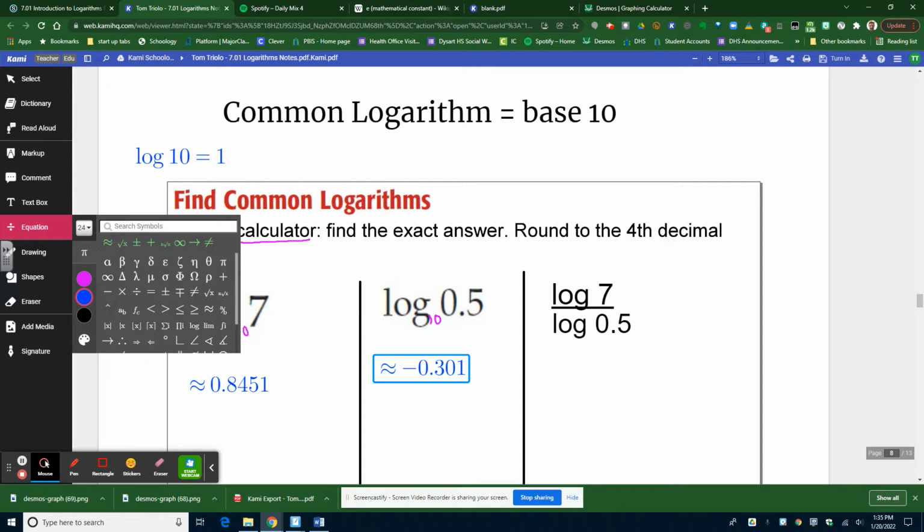Okay. So, now let's do log 7 divided by log 0.5. There's a method to my madness. We're actually going to be doing this again a little later. Okay? So, should I just take these two numbers and divide them? Yeah. Bree's shaking her head no. Not sure why, Bree, but you know we're not supposed to do that, right?